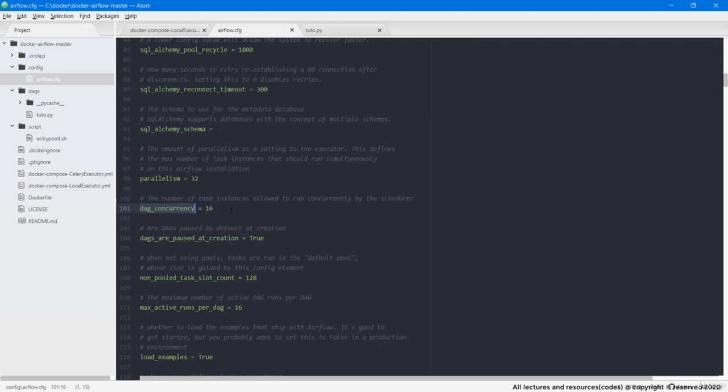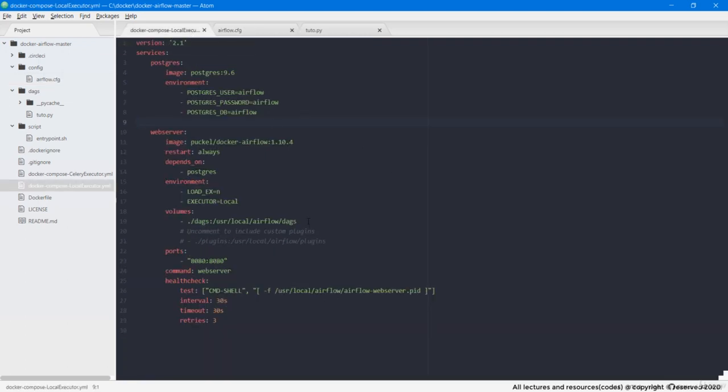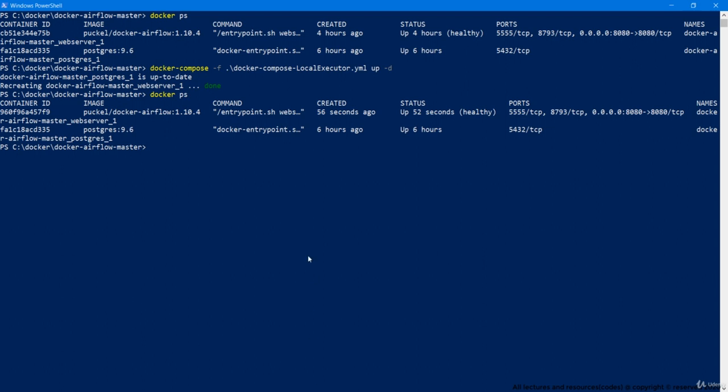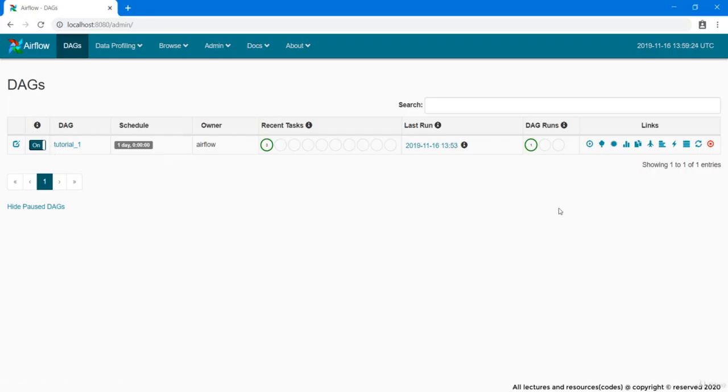Coming back to our code. Now in this code, suppose I change the DAG concurrency to 1, it means only one task will run at a time. But again, we have to mount this file with the Airflow container. So I have mounted this CFG file at this container address. And to make the changes effective, restart our services again. Run our DAG again.